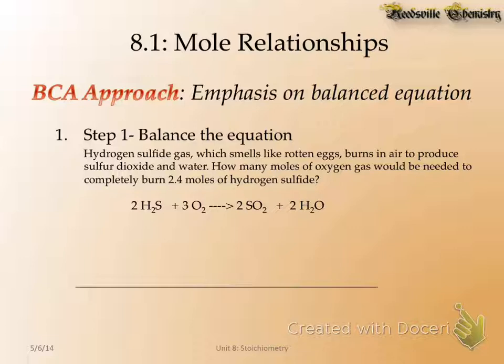You don't have to write that down. But this stuff burns in air, so it's combined with oxygen, and when that occurs, it produces SO2, sulfur dioxide, and water. And a good chemist would look at that equation and say, okay, we need to balance it. So we got these coefficients, 2, 3, 2, 2. So let's put that into what we call our BCA table.